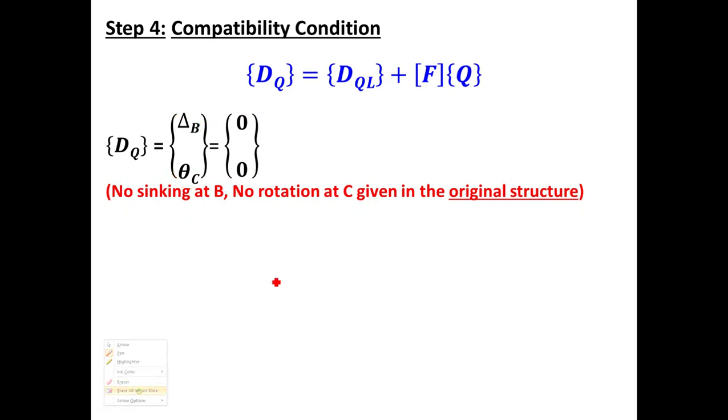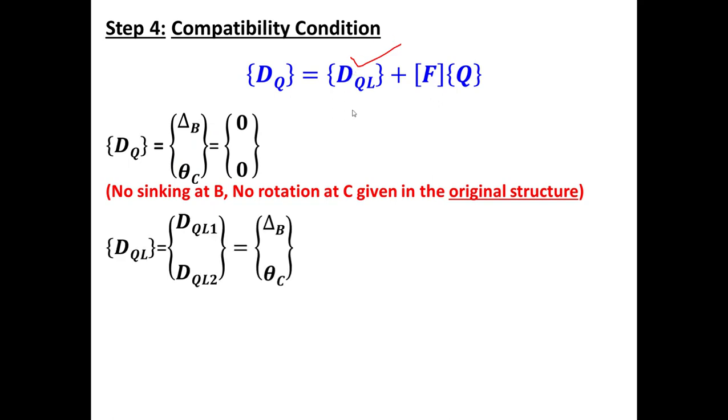This is the first vector. Now the second vector involved in the compatibility condition is the DQL vector. So now we have to calculate the elements of the DQL vector. There are two elements, DQL1 and DQL2. DQL1 represents the vertical displacement at point B, and DQL2 represents the rotation at point C. Now we have to calculate these two elements.